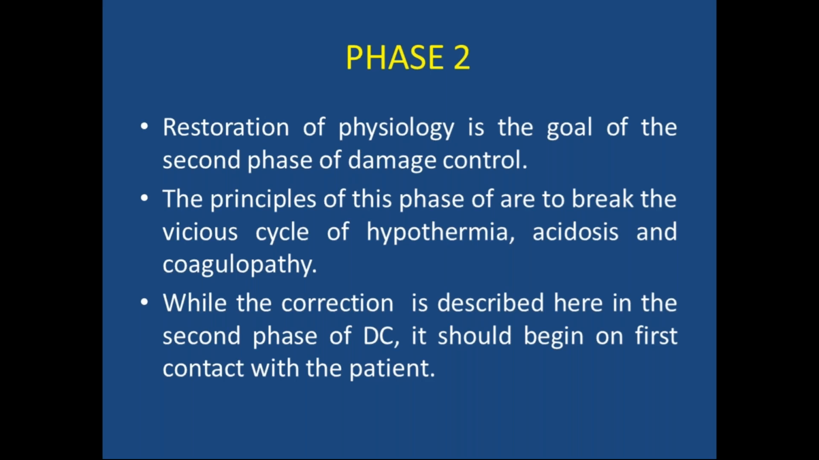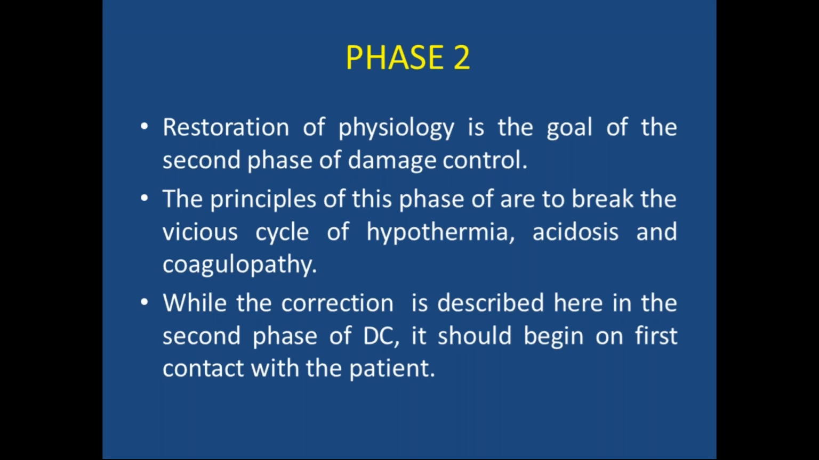The principles of this phase are to break the vicious cycle of hypothermia, acidosis, and coagulopathy. Due to volume loss, leads to hypothermia. Due to hypoxia, leads to acidosis and lands in coagulation state as a disseminated intravascular coagulation, that is loss of clotting capacity. This is the vicious cycle: hypothermia, acidosis, and coagulopathy.